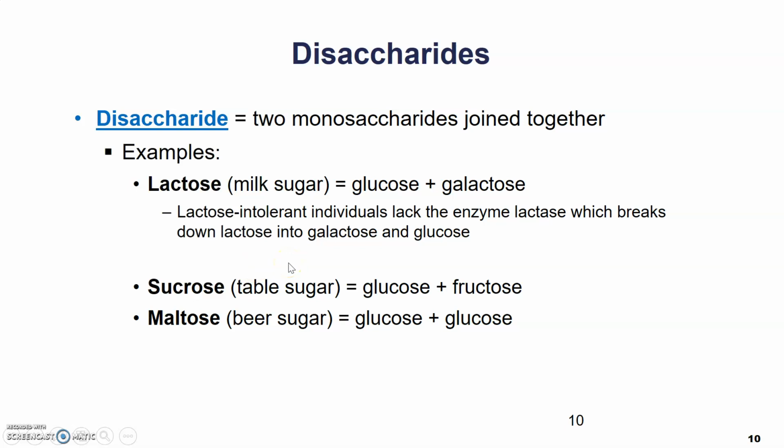So they can't break down the milk sugar into its components, glucose and galactose, and they're intolerant to lactose as a result. Another disaccharide is sucrose, which is a glucose monomer and a fructose, or fruit sugar, monomer put together. This is the type of sugar you would have on your table, the type of sugar you put in your coffee. And maltose, which is 2 glucose monomers put together, is the sugar found in beer.